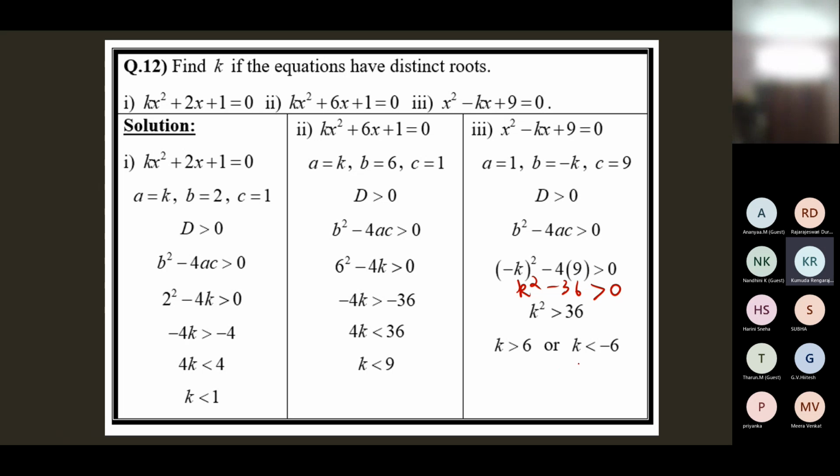Now this also I've told you in the last class. So you get two values, 6 and minus 6. Take the same inequality with a positive value, the opposite inequality with a negative value. So K plus or minus 6. So K greater than plus 6, K less than minus 6. Always positive value, same inequality. Negative value, reverse the inequality.